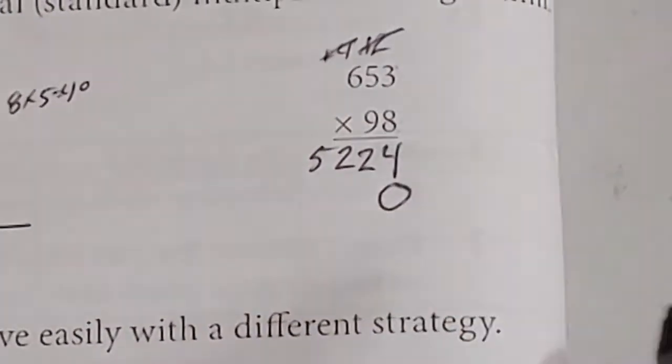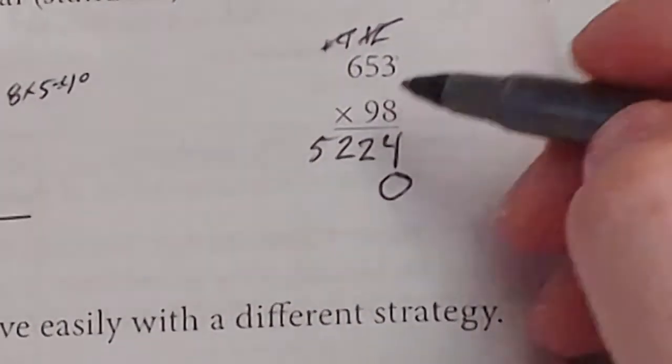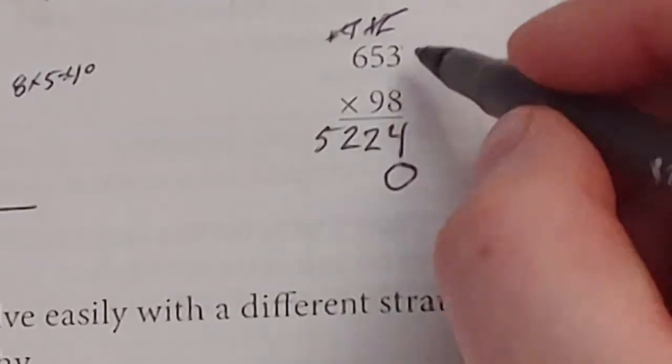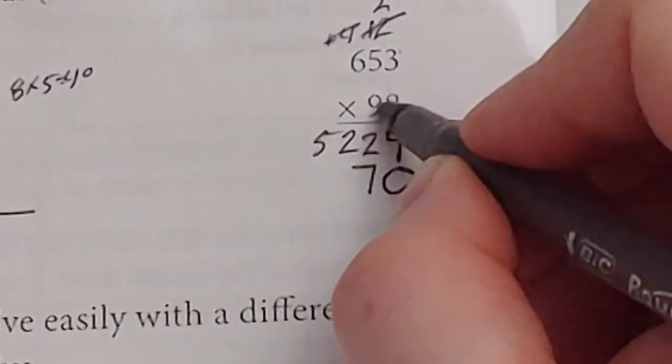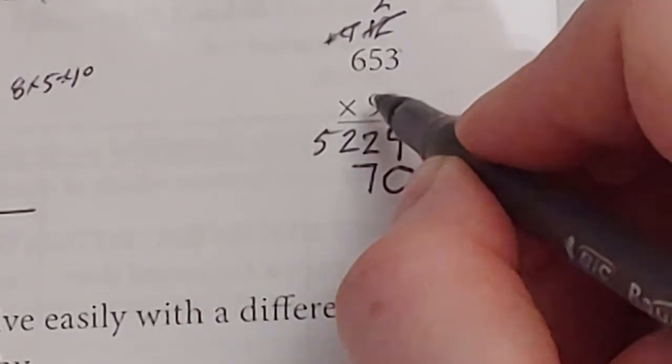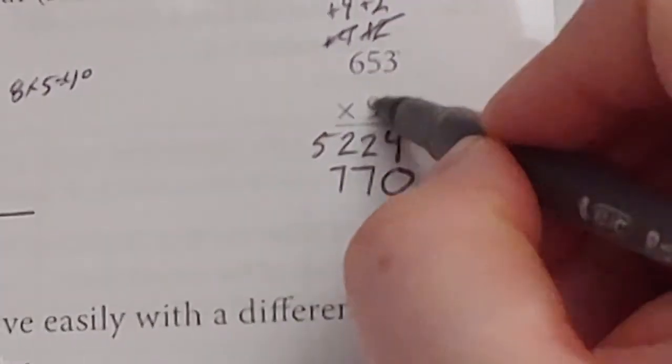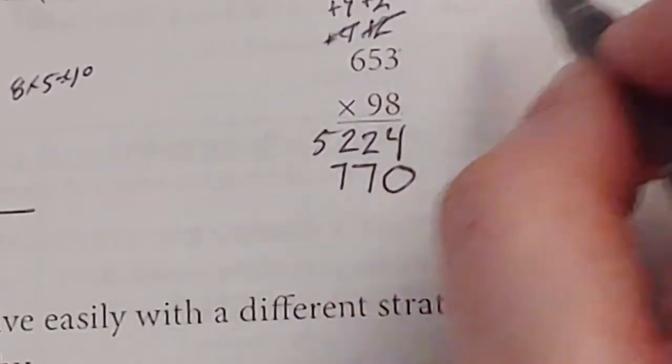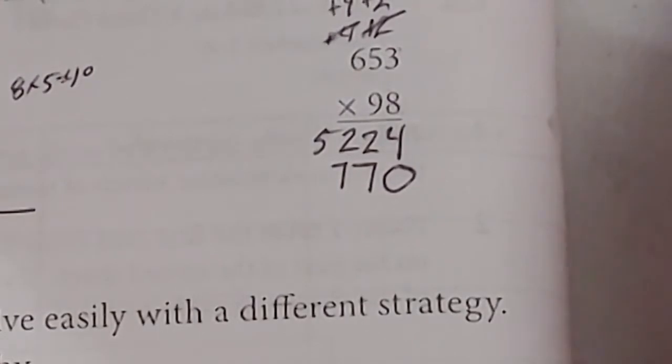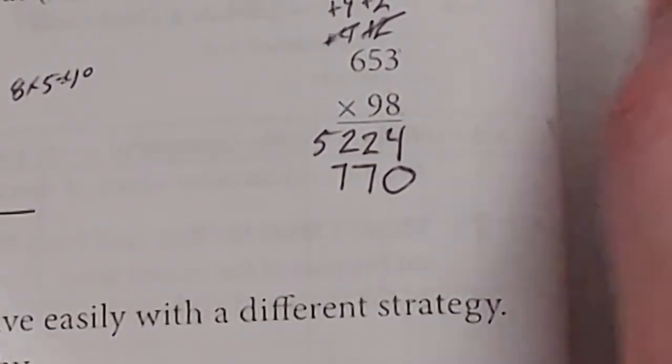Put my 0. Now I can work with the 9 as the 9 instead of a 90. 9 times 3 is 27. 9 times 5 is 45, 46, 47. 9 times 6 is 60, no. 9 times 6 is 54, plus 4 more is 58.